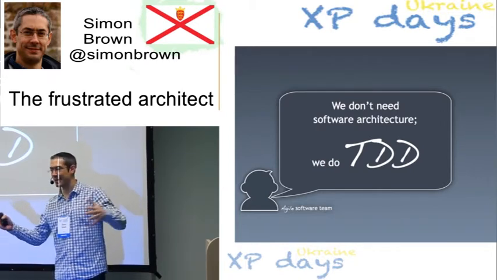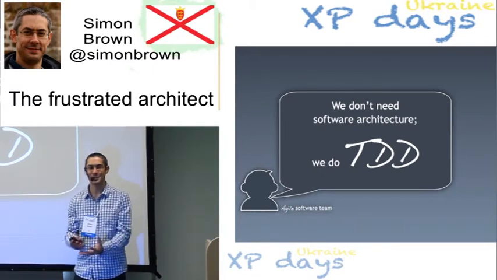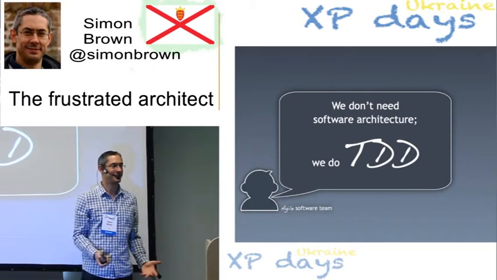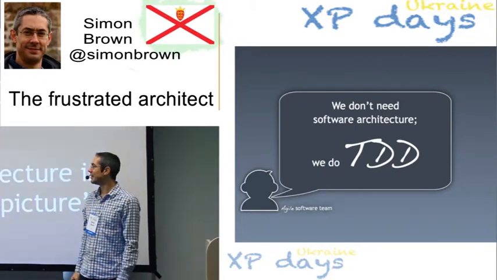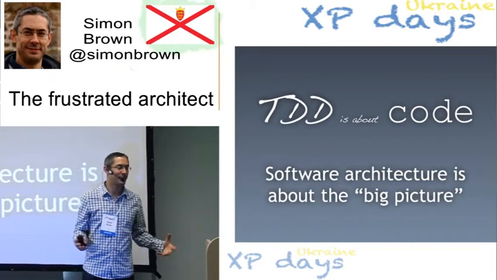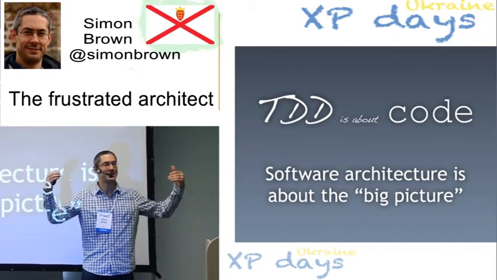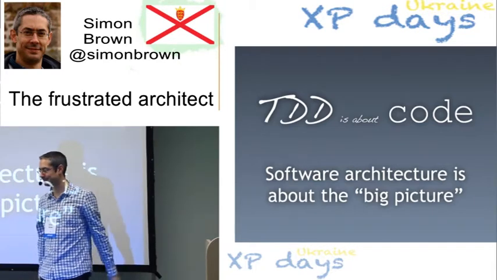TDD is great, it works for some people, it doesn't work for others. But you still need boundaries within which to do TDD. You need to decide important stuff, make significant decisions. So TDD is about code predominantly, yes, it's about design and all those other things. But software architecture is about stepping back and seeing the bigger picture too. So you need both of these things in tandem.